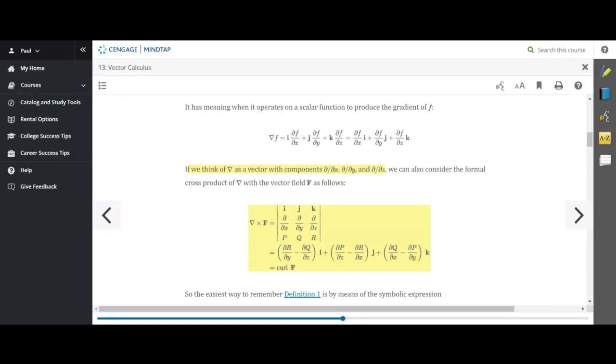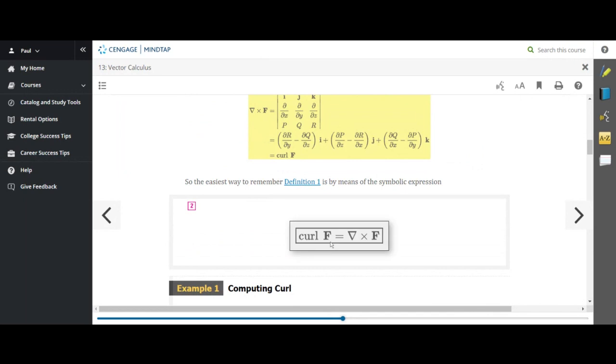pretend and compute the cross product as if the del operator were a vector, then you end up getting the curl of F. It's a nice way to remember it, so you don't have to remember the definition of the curl. So here's the curl of a vector field F. It equals the cross product of the del operator and the vector field F.